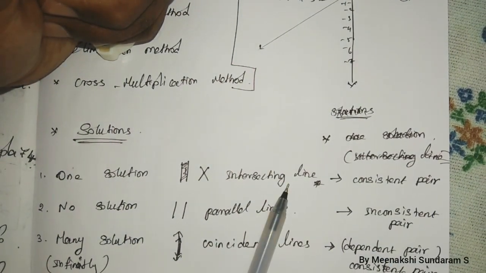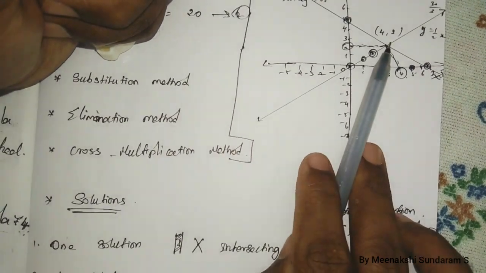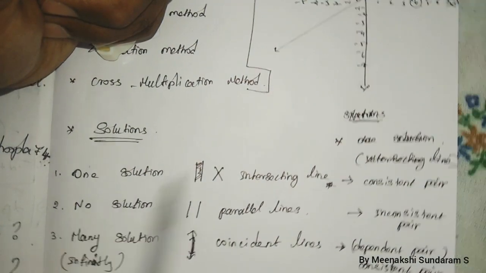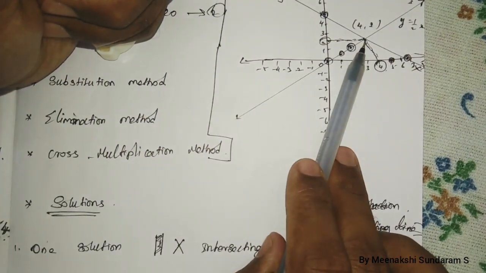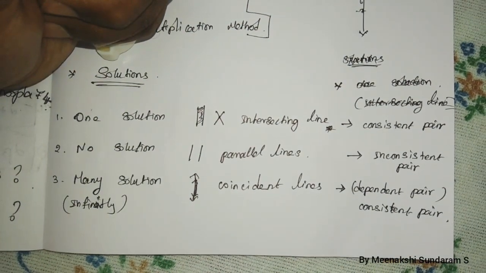Geometrically, it can be called intersecting lines. So it intersects at only one point. So algebraically, the solution is one solution. Clear? Here there is only one point of intersection. So in the geometrical way, it is intersecting lines, but algebraically, it is one solution.